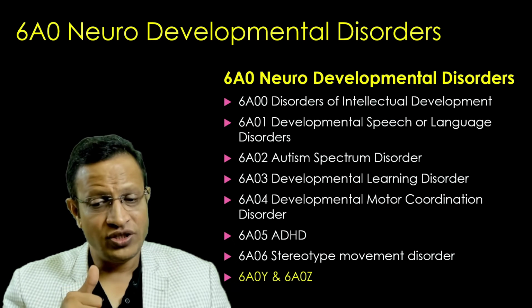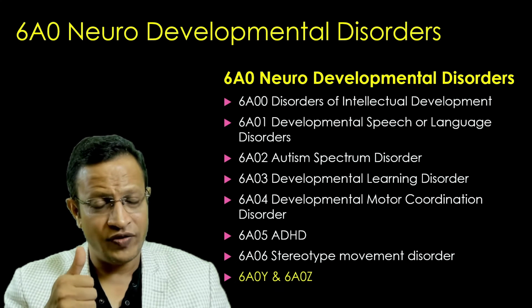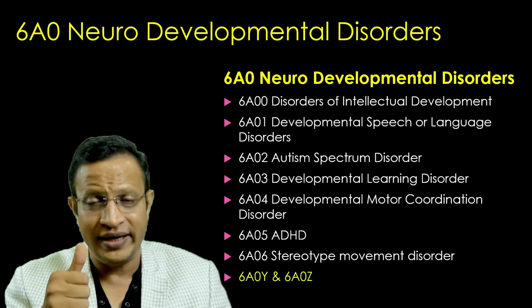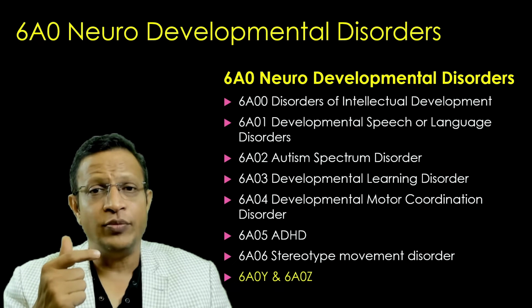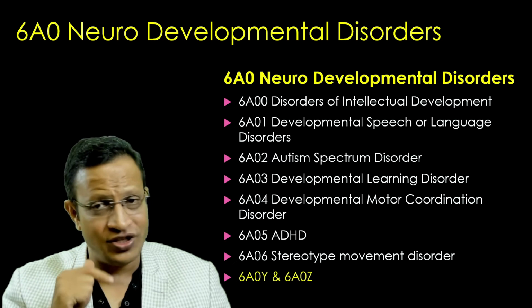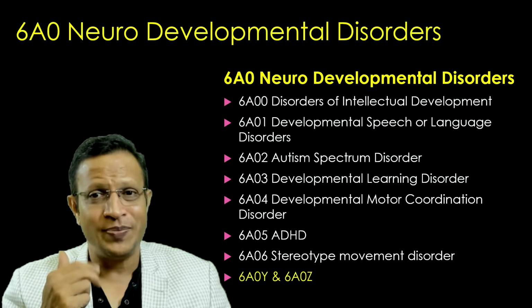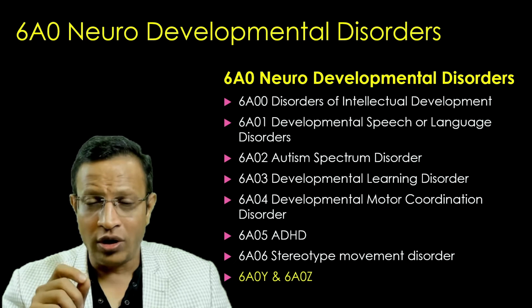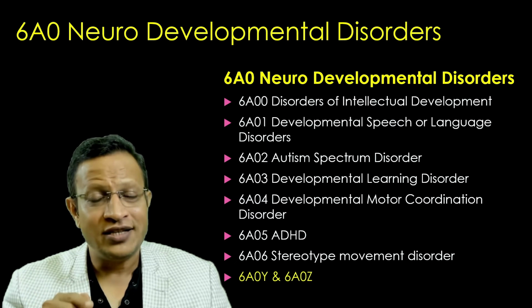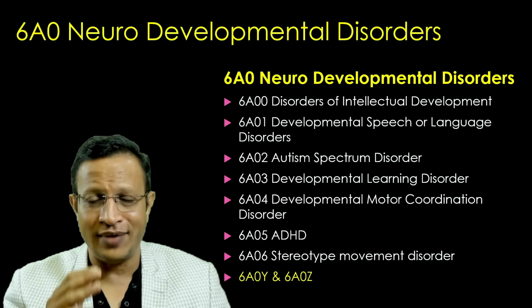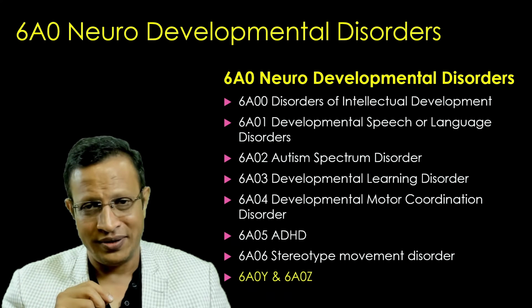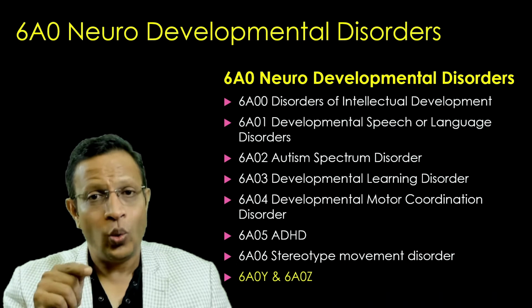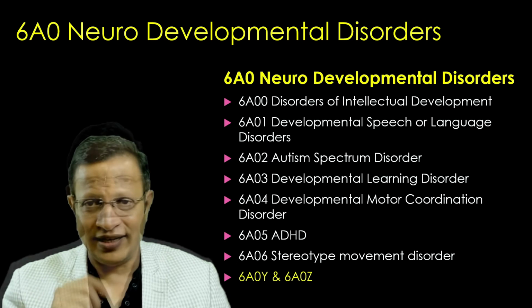Further, once you have discussed the developmental disorders with regard to mental retardation or a global intellectual decline or disability, immediately it moves to developmental speech and language disorder. The next ones are autism spectrum disorder, developmental learning disorder, developmental motor coordination disorder, and attention deficit hyperactivity disorder, which come in the first chapter, and also stereotyped movement disorder. So this is the approach the ICD-11 has taken with regard to the first chapter.